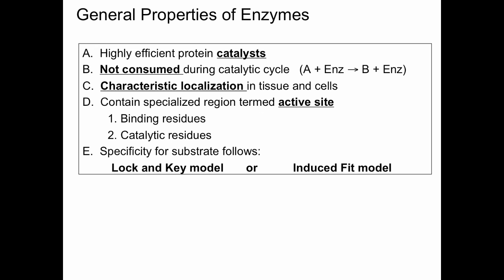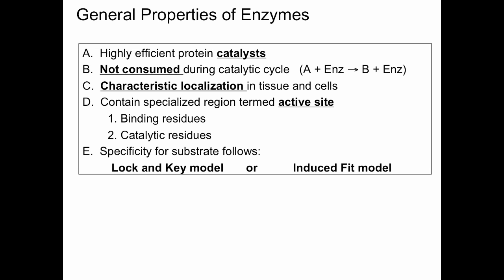So first, let's start off with the general properties of enzymes. As you have probably already learned, enzymes are highly efficient protein catalysts, which are not consumed during the catalytic cycle. Enzymes generally have characteristic locations inside tissues and cells, and they contain a specialized region known as an active site. The active site contains amino acids that are involved in binding to the substrate, and also contains catalytic amino acids that are involved in executing the catalytic reaction.